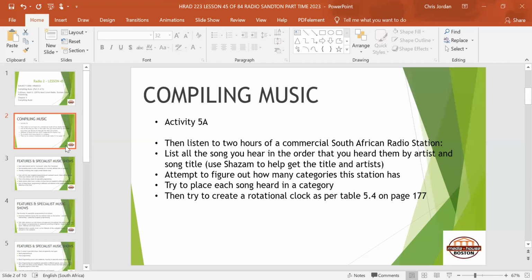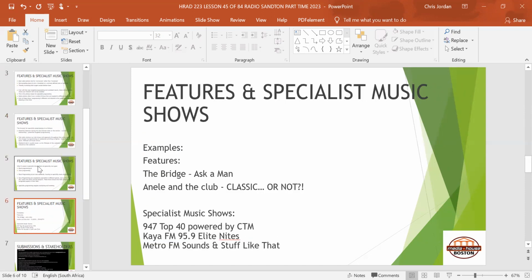Use Shazam, please, to get the artist and the title. You're going to sit there and attempt to figure out how many categories the station actually has, right? Try to place each song heard in a category, then try to create a rotation clock as per Table 5.4 on page 177.